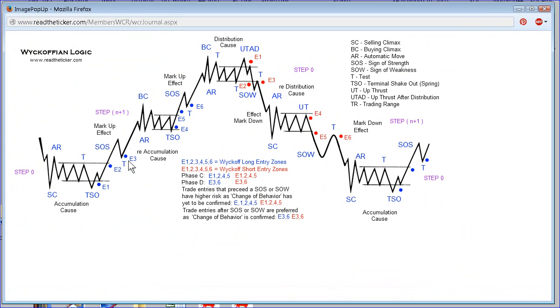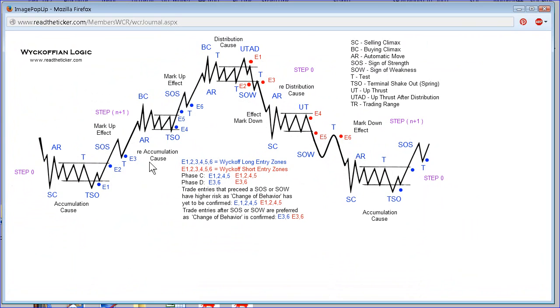So the high odds for a Wyckoff trader are E2, E6 on the upside, and E3 and E6 on the downside. For the simple reason, there is more Wyckoff logic evidence to suggest that there's something going on, and there's a markup process or a markdown process. It means there's a large incubation period, there's a large build-up.